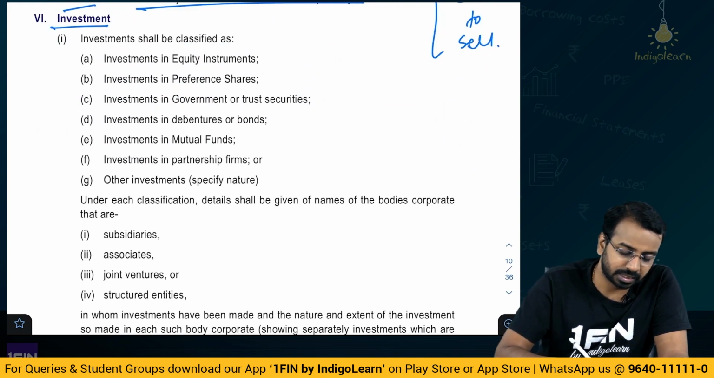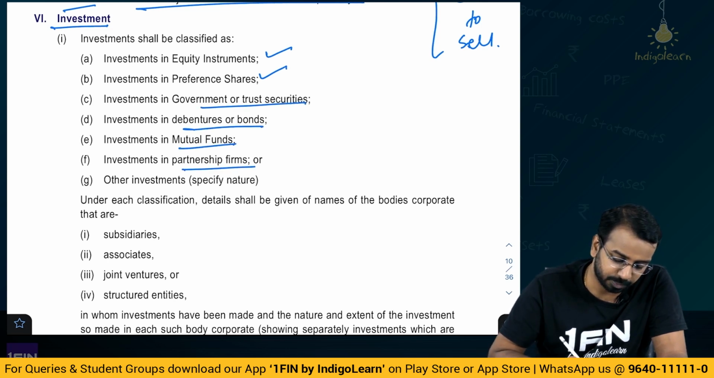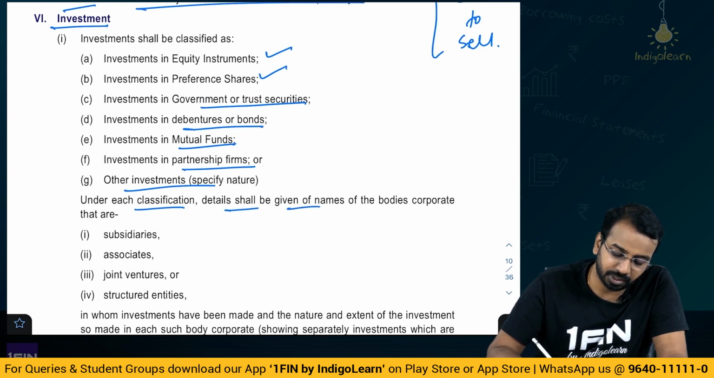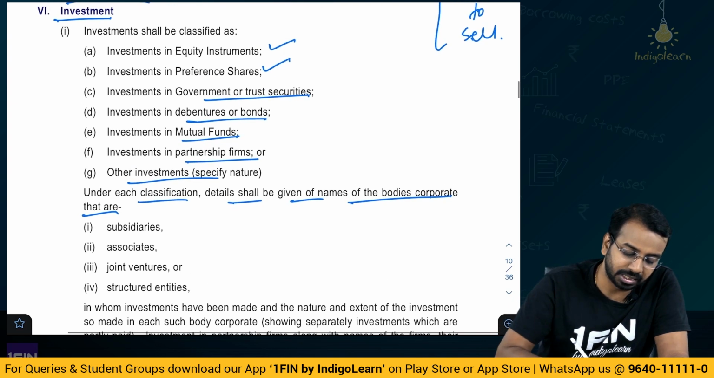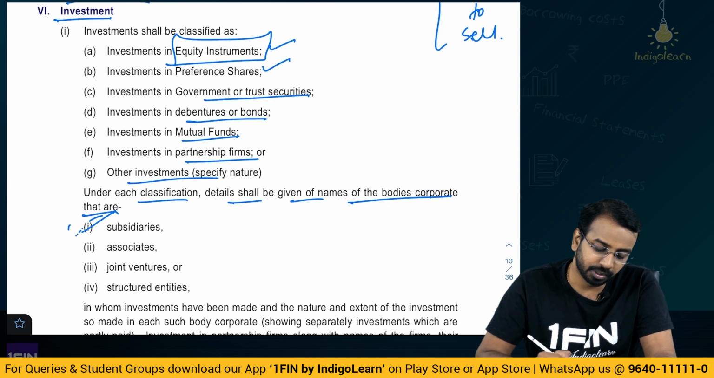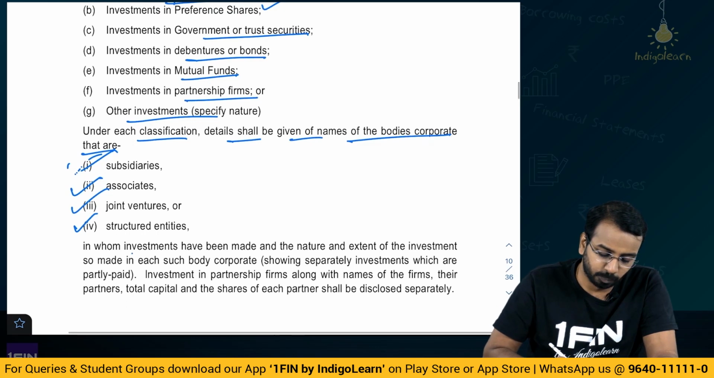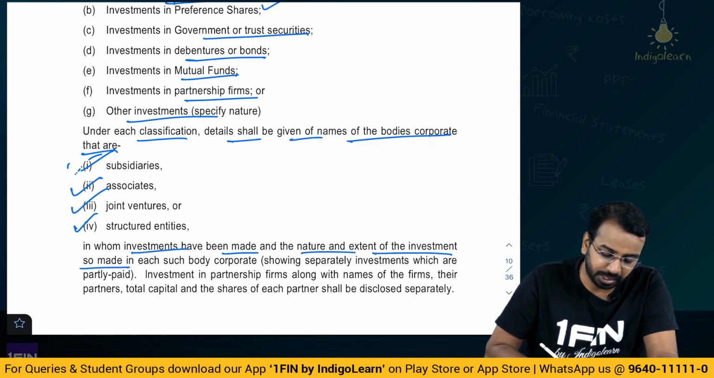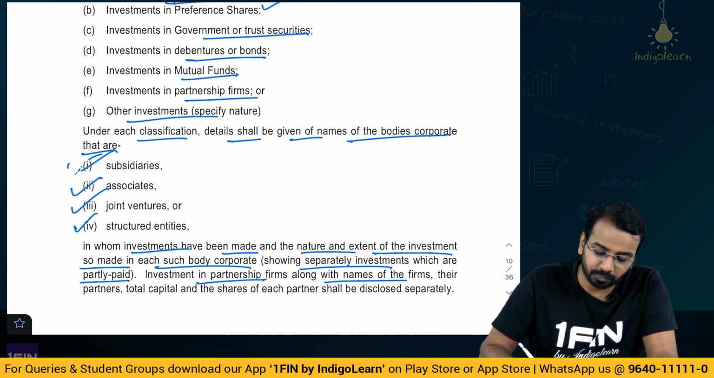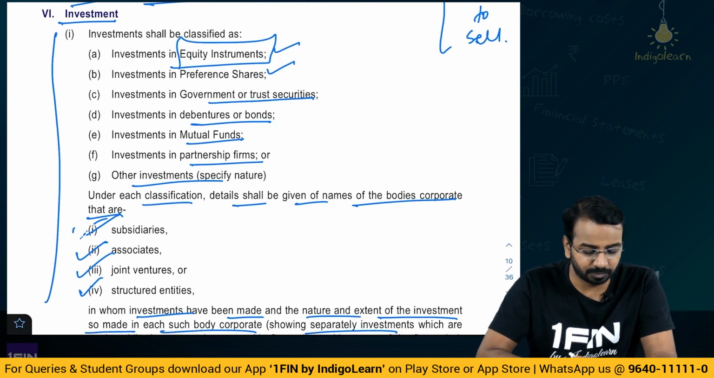Then under investment, you will classify investment in equity shares, preference shares, government or trust securities, debentures, mutual funds, partnership, other investment. Under each classification, details shall be given of the names of the body corporates. So for example, there is investment in equity instrument of a company. That company is a subsidiary. So you will tell what is the name of the subsidiary, associate, joint venture or other structured entities in whom investments have been made and the nature and extent of investments so made in each body corporate, showing separately investments which are partly paid. Investment in partnership firm along with the name of the firm, their partners, total capital, share of each partner shall be disclosed separately, right? Again, nothing much for examination, but still these are the breakup that you need to know.